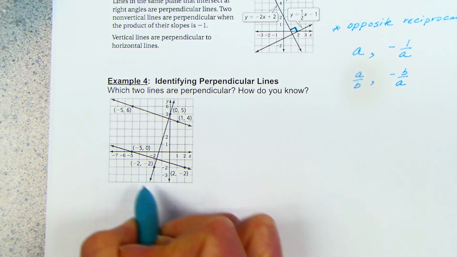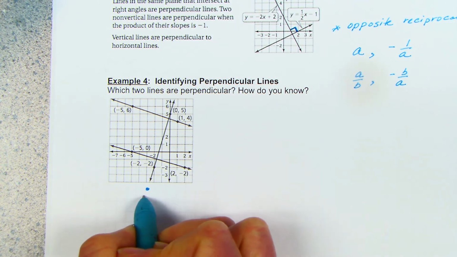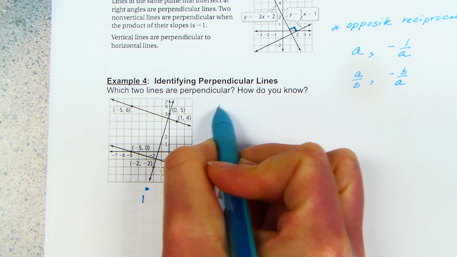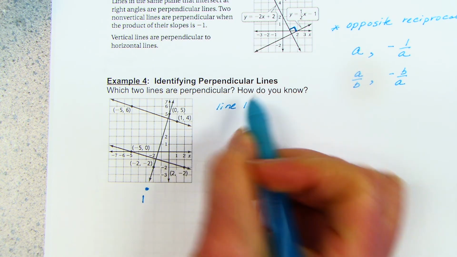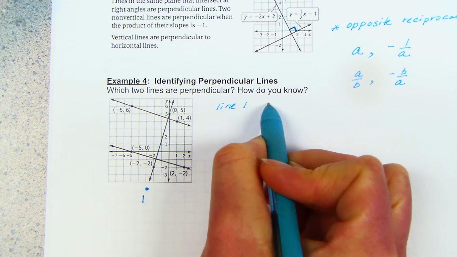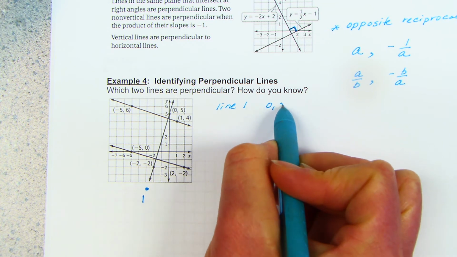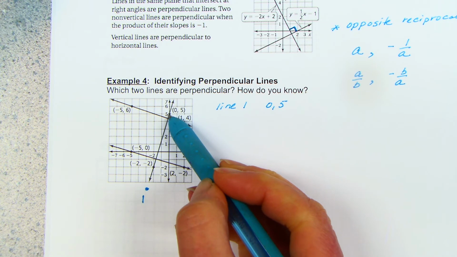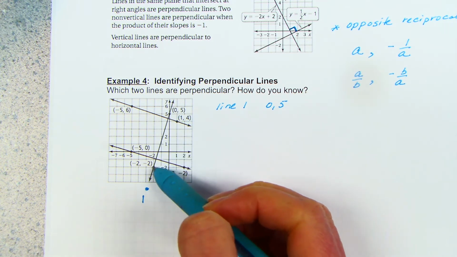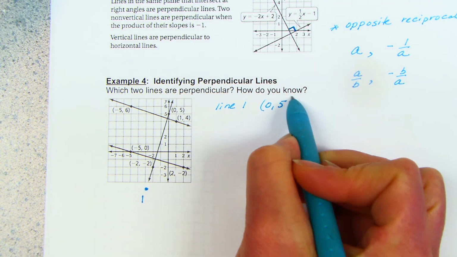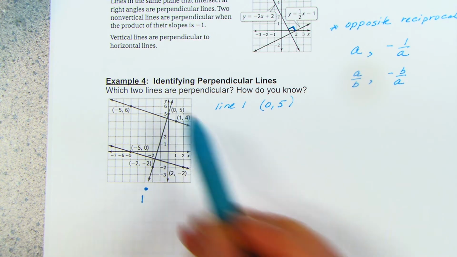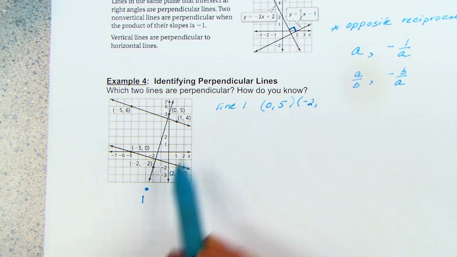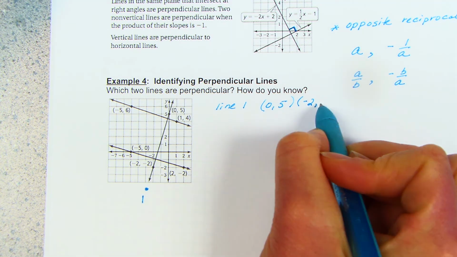Let's just call this guy 1, and we'll do line 1 here. Let's see, and my points are 0, 5, right? And what's the other point on here? -2, 2. Yep, 0, 5, -2, -2.